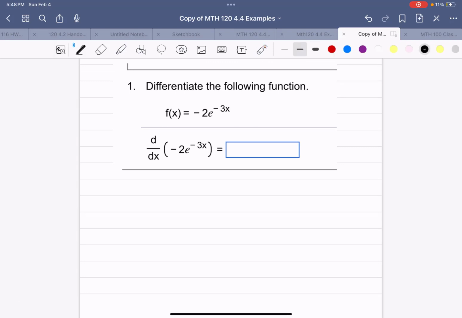f of x is negative 2 e to the negative 3x. So when you take the derivative, you copy the e to the x function just as it is, and then you take the derivative of that exponent, which in this case would be a negative 3. And then you simplify. Well, we have a negative 2 times a negative 3, which becomes a positive 6, and then e to the negative 3x. So f prime of x is 6e to the negative 3x.